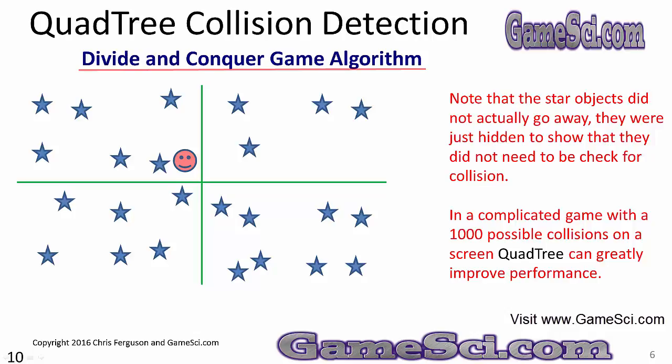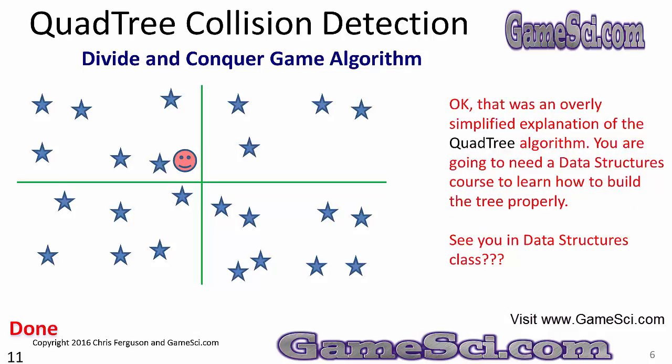In a complicated game with 1,000 possible collisions on a screen, quad tree can greatly improve performance. It's the difference between a sluggish game and a fast game. I must admit, it's an overly simplified explanation of quad tree algorithm. You're going to need a data structure course to learn how to build the tree properly. See you in the data structures class, maybe? Hopefully so.